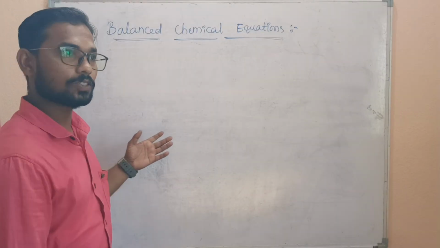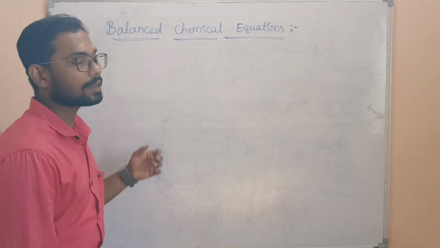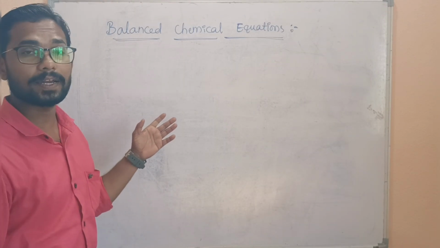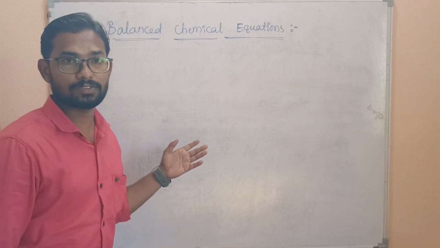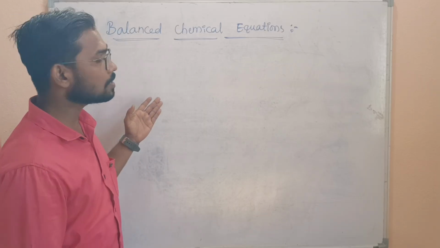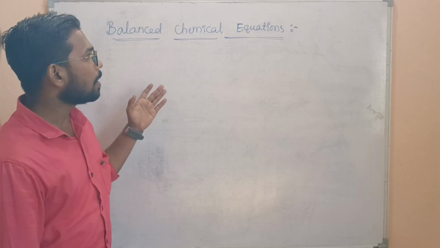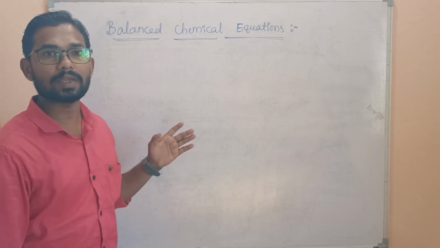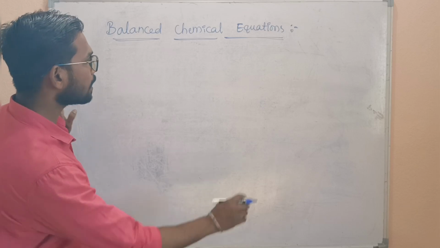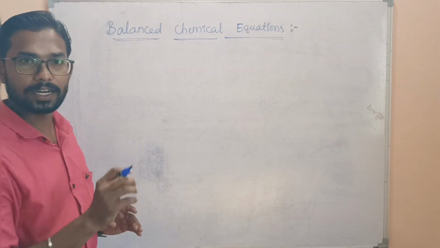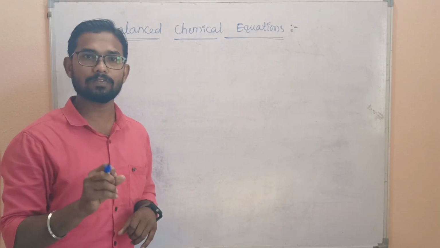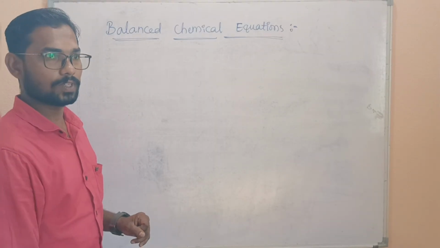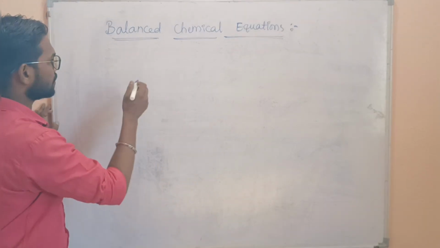So now we are going to study the balanced chemical equation. A balanced chemical equation directly depends on the law of conservation of mass. According to this law, mass can neither be created nor destroyed in a chemical reaction. You need to understand that, because we have already studied the law of conservation of mass in 9th class. Here I am going to give you an example of balanced chemical equations.